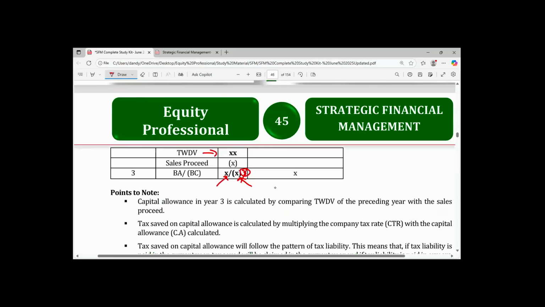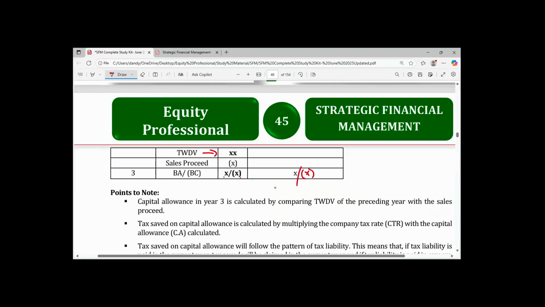Then, of course, in that final year, the tax saved can either be, if it is balancing allowance, I will say 30% on the balancing allowance. I put it there. If it is balancing charge, 30% on the balancing charge. I put it there as a negative.